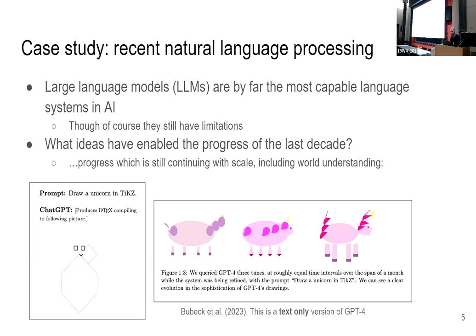I don't think I need to spend that much time explaining or defending that large language models have made tremendous progress in the past decade, progress that I think would have astonished most people if they were asked to predict it. Of course, they have limitations. None of this is meant to deny that. But we should wonder what has enabled the progress that we've seen. Progress, which I add, is still continuing with scale, including, I would argue, world understanding and meaning, but that's yesterday's topic. And this is just an illustration from GPT-4.